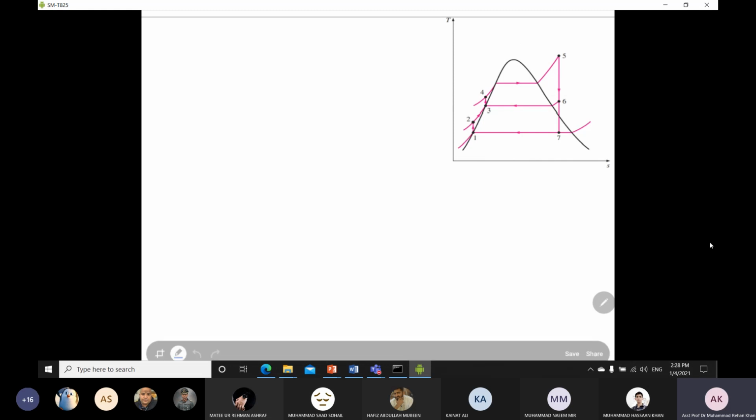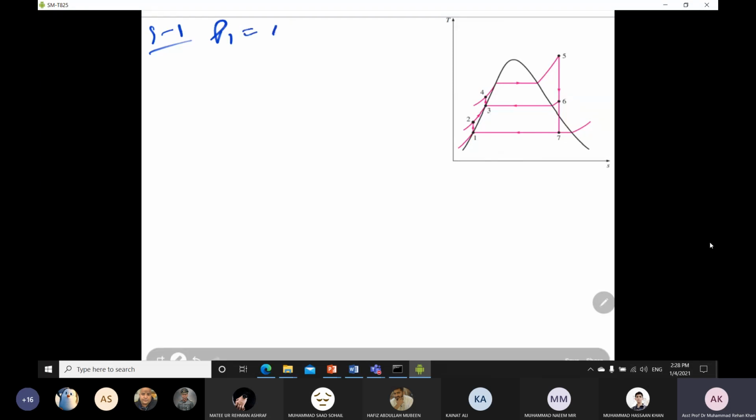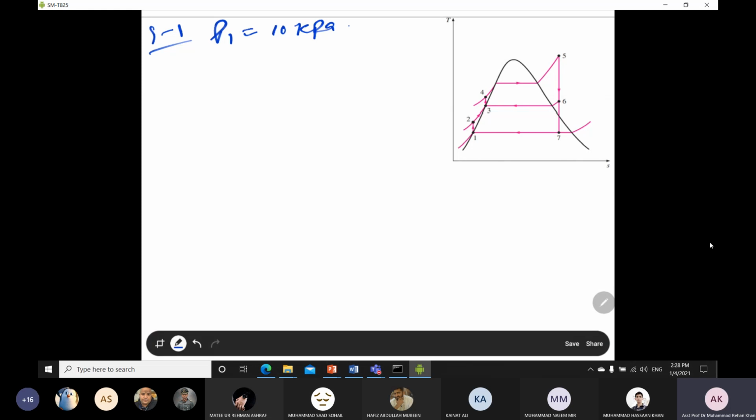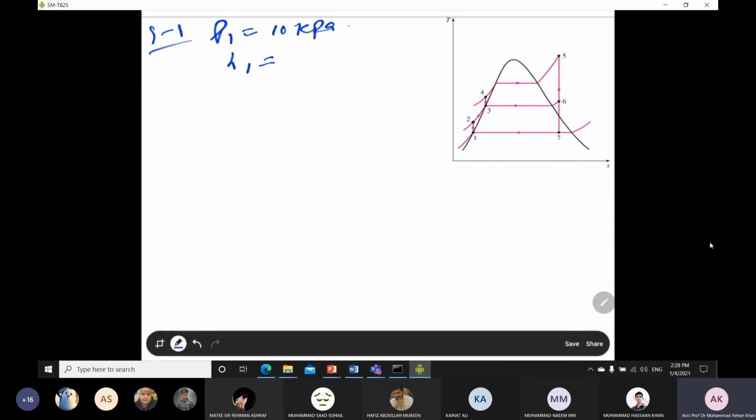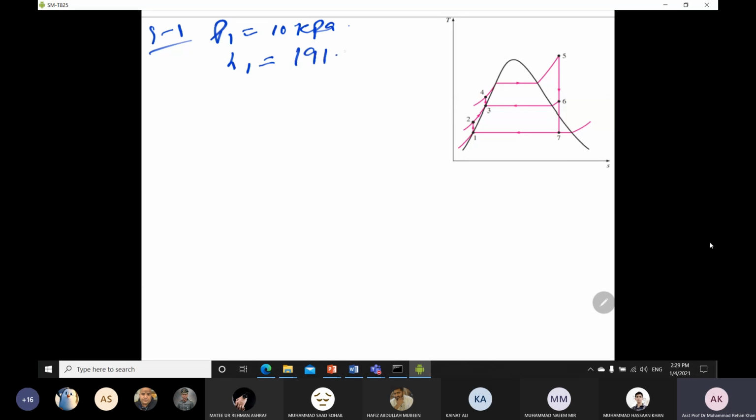Okay, so starting from your point number 1, we can just make it state number 1. At state number 1, your pressure P1 is given. Pressure 1 is 10 kilopascal. It is mentioned in your question, and we already know it is a saturated liquid state, and you have to find the enthalpy H1 directly from your saturated water table against your pressure value, and that turns out to be 191.81 kilojoule per kg.